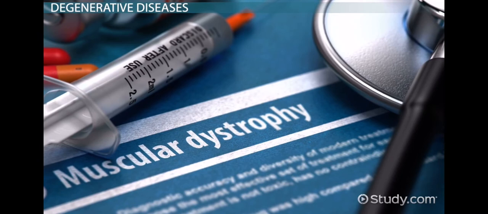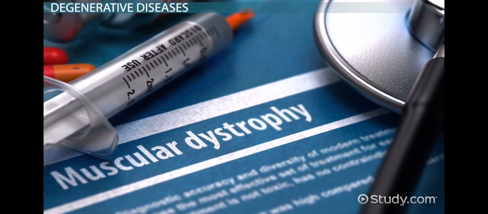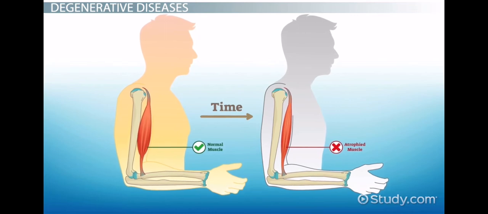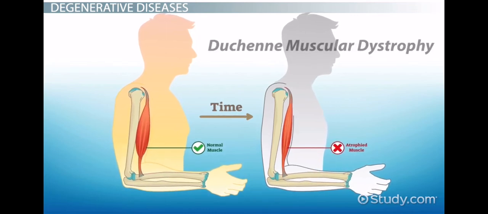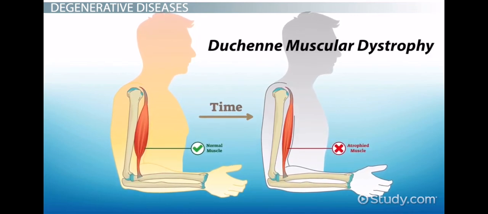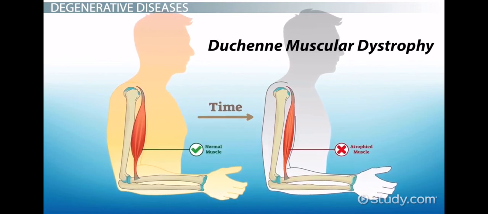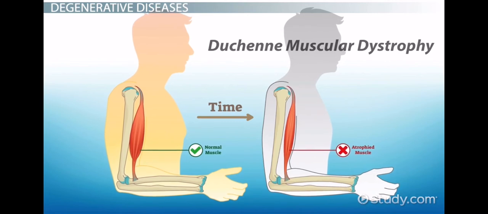This is a term that actually refers to a group of disorders that have, at their core, weakness and loss of muscle mass. One kind of muscular dystrophy is called Duchenne muscular dystrophy, and it occurs as a result of a genetic defect that ultimately causes the muscles to deteriorate.